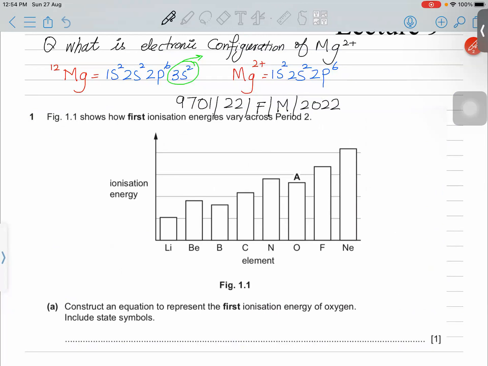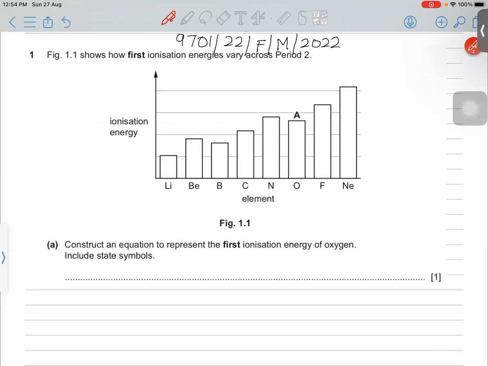Construct an equation to represent the first ionization energy of oxygen, include state symbols. What is the equation for the oxygen to remove one electron? How can we write the first ionization energy of oxygen atom? Oxygen goes from O to O plus and then e minus. Okay, O gaseous to O plus gaseous plus electron. Whenever you remove the electron, a positive charge is developed, right? So positive charge on oxygen.